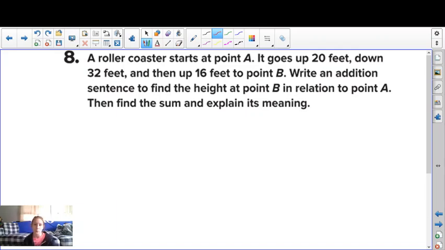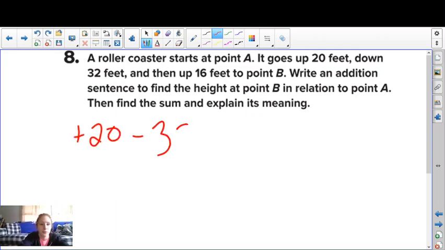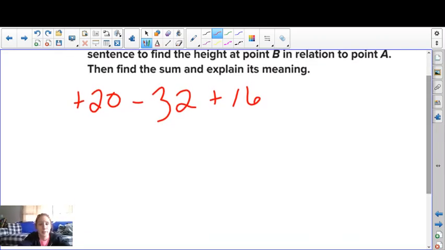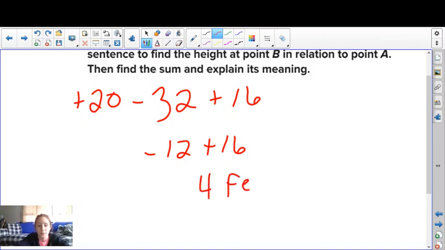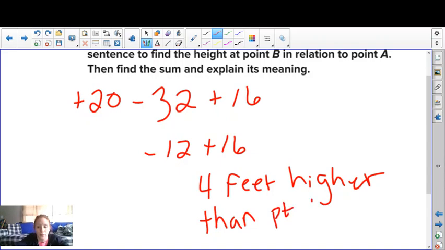A roller coaster starts at point A. It goes up 20 feet, down 32 feet, and then up 16 feet to point B. Write an addition sentence to find the height at point B in relation to point A, then find the sum and explain its meaning. Okay, so we start up and we go up 20, then we go down 32, and then we go up 16. So 20 minus 32 gives me -12. And then I gotta go back up 16 feet, which gives me 4. So it's 4 feet higher than point A.